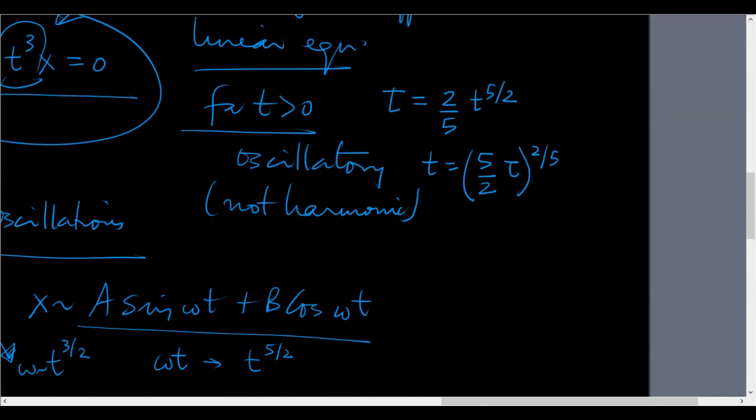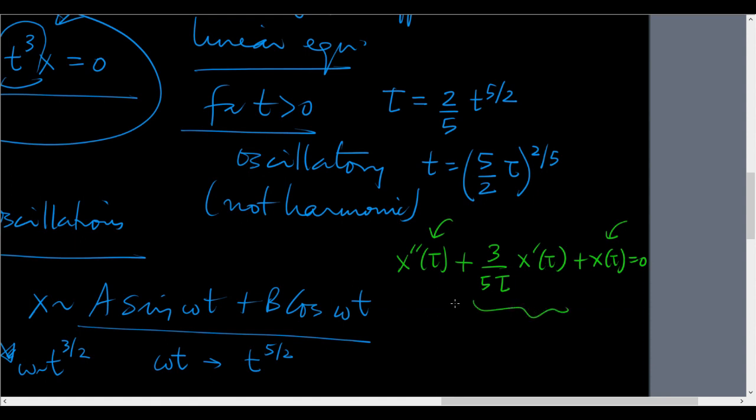let me write with green here. So I have x double prime of tau plus, and if I remember correctly, 3 by 5 tau x prime of tau plus x of tau equals 0. I hope you agree that this is easier than the previous one in some way. For large tau you can see that this term is going to be small, and it's almost like a harmonic oscillator, and therefore this is the oscillation time scale. Okay, but we have to do something with this as well.